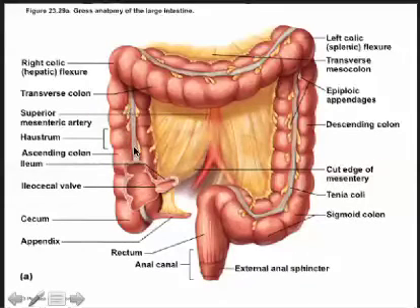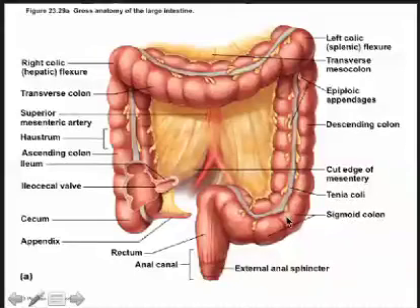You can see the Taenia coli here. I'm tracing them. And the epiploic appendages that hang from them, the little yellow fat sacs here. As we move up the ascending colon, we get to the right colic flexure. We head across the transverse colon to the left colic flexure, and then we descend the descending colon. We enter now the sigmoid colon, sigmoid meaning S-shaped, and then we get to the rectum and the anus.